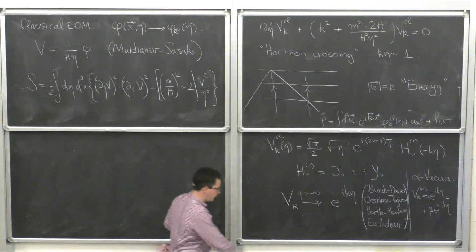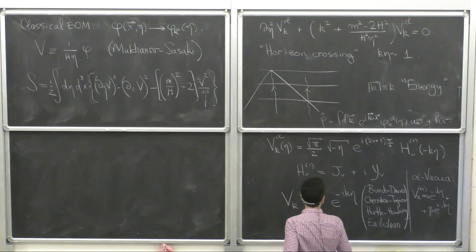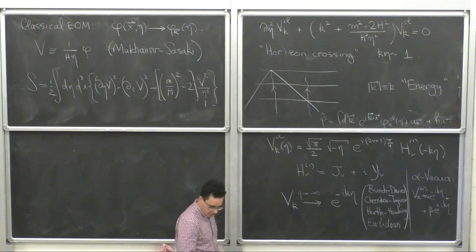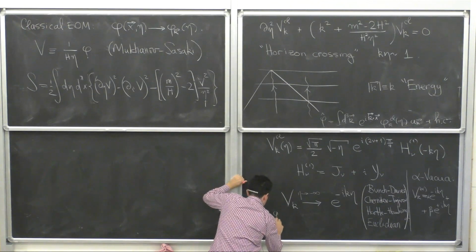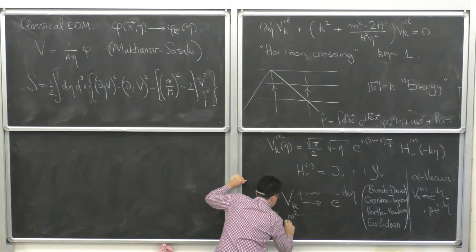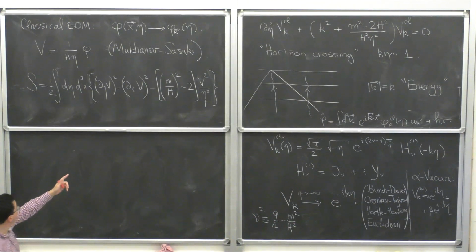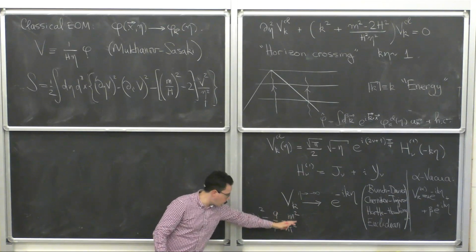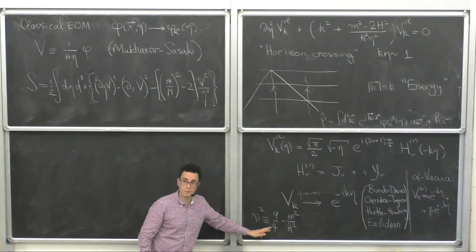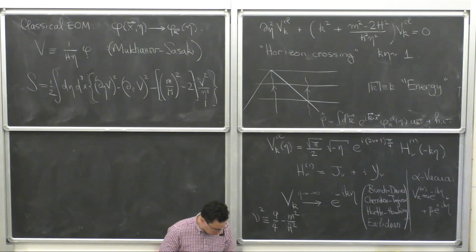I forgot, nobody asked me, I forgot to define nu. Nu squared is 9/4 minus m squared over H squared. So actually the interesting behavior is not, it's funny, it's not at 2. The transitioning behavior happens at m over H of order 3/2. Okay, not square root of 2.